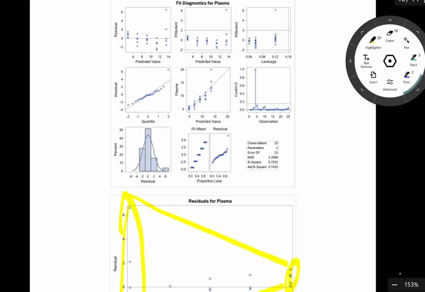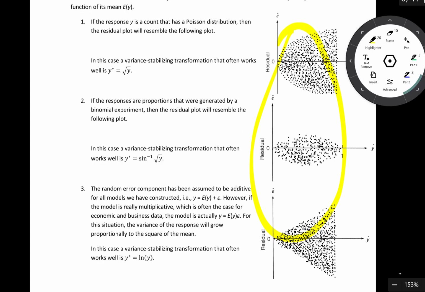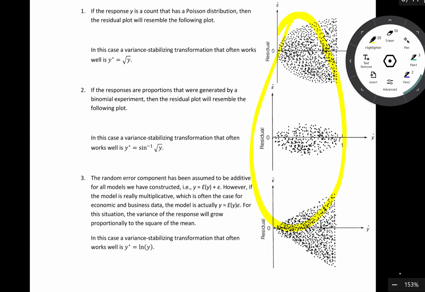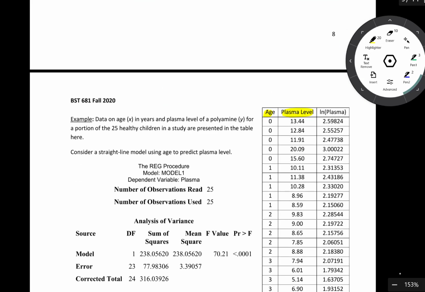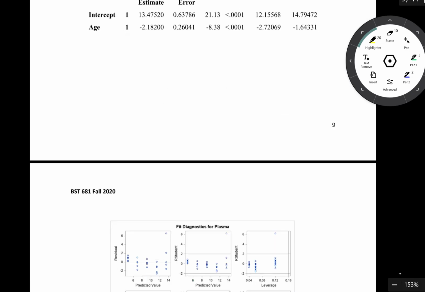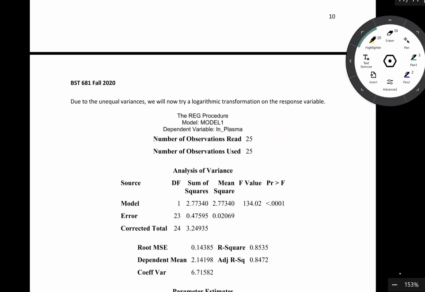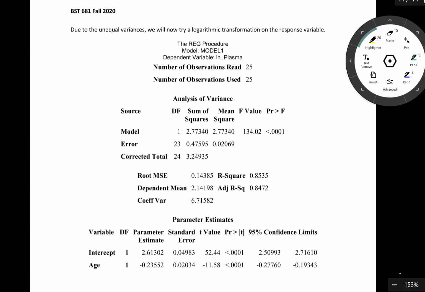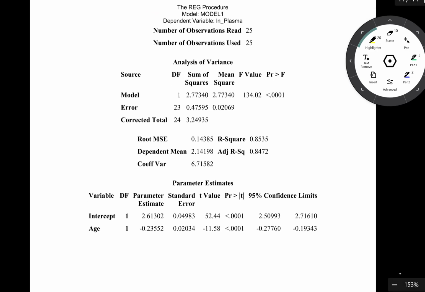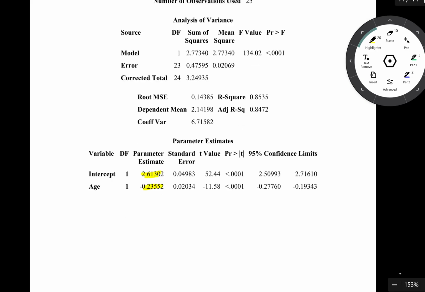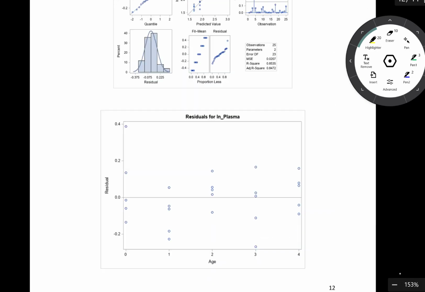And so since this is the megaphone shape, if we go back up to some of our suggestions that we have here, notice here we have the megaphone, and for the megaphone we might want to instead look at the natural log of y. So here in the data set, I've also included the natural log of y. So if we scroll down, you'll notice here is the output with the logarithmic transformation. So we do get a different model. And now let's look at those residual plots.